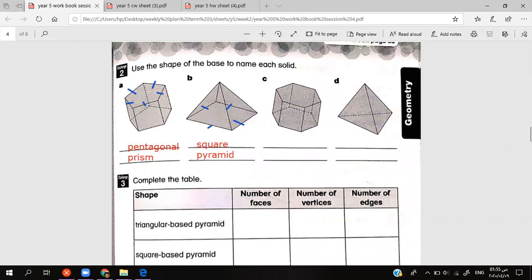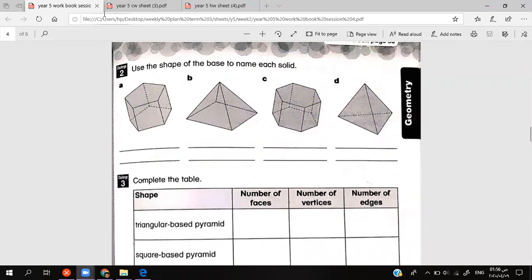Okay. This is a prism because it has two identical ends. Let's count. 1, 2, 3, 4, 5, 6. 6 sides, so it's a hexagon. So it's a hexagonal prism. And the last thing, of course, it's 3, so it's a triangular pyramid or tetrahedron, whatever you like. Triangular pyramid or tetrahedron. Okay.